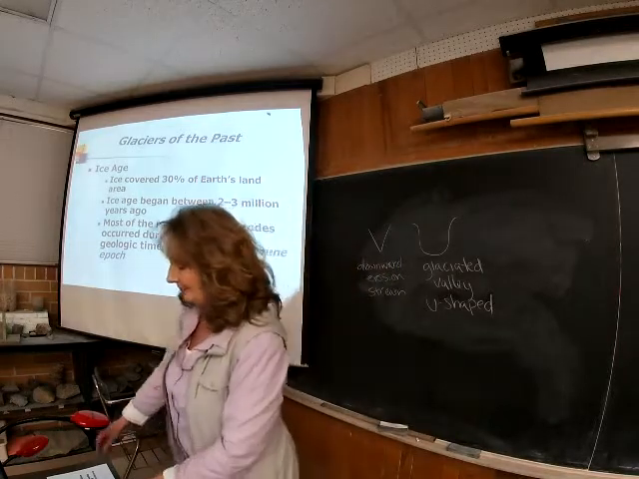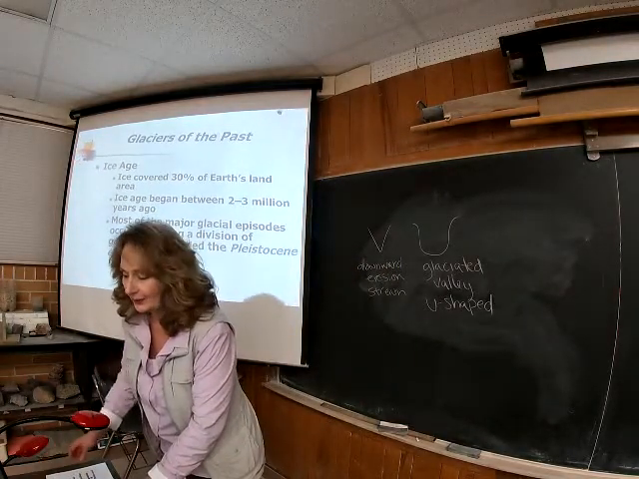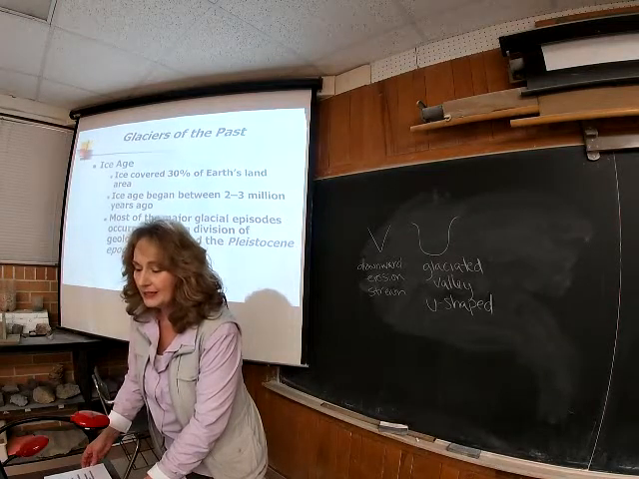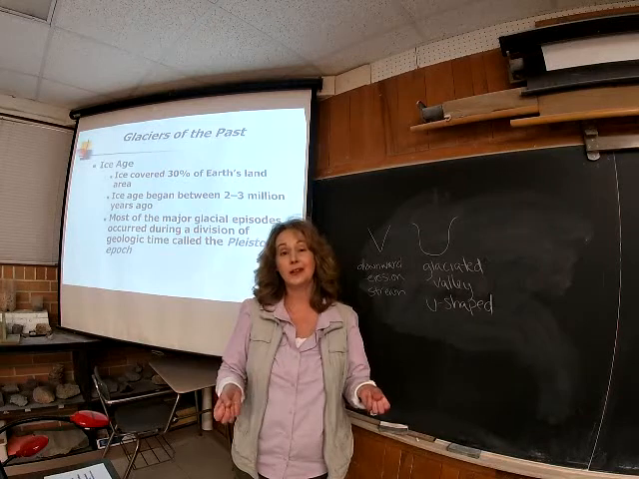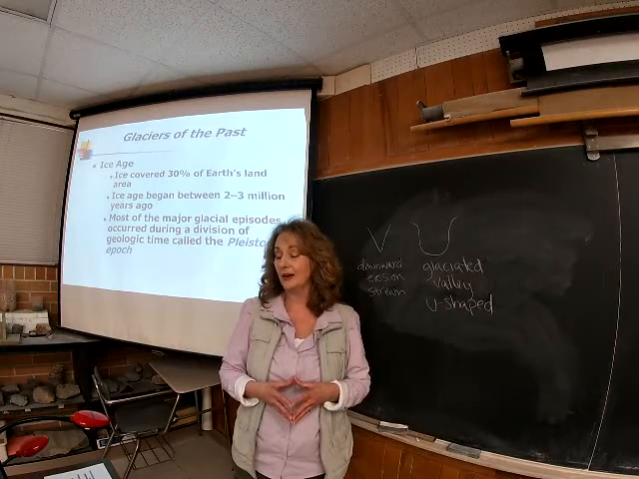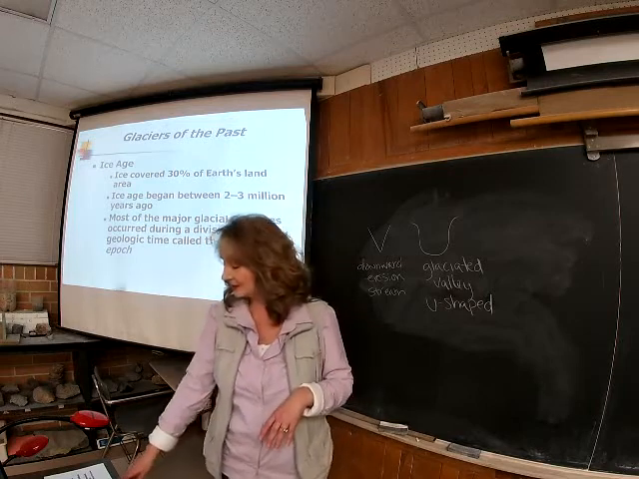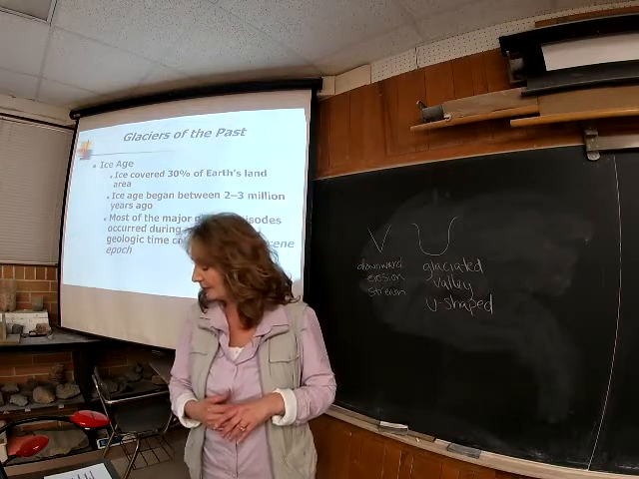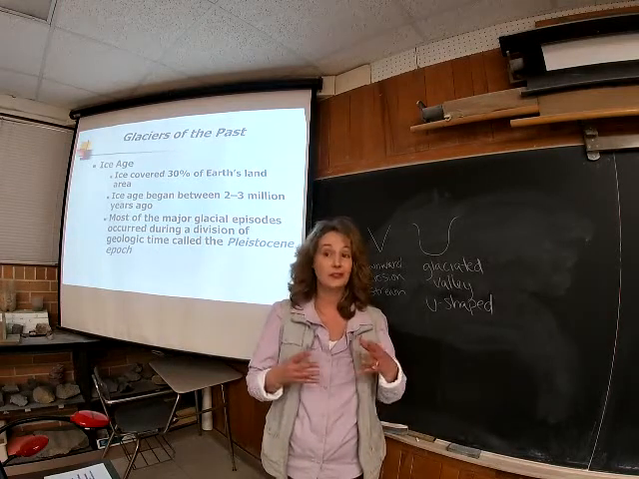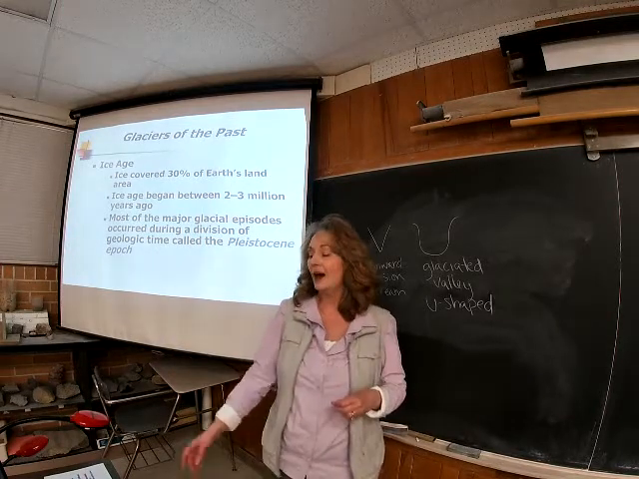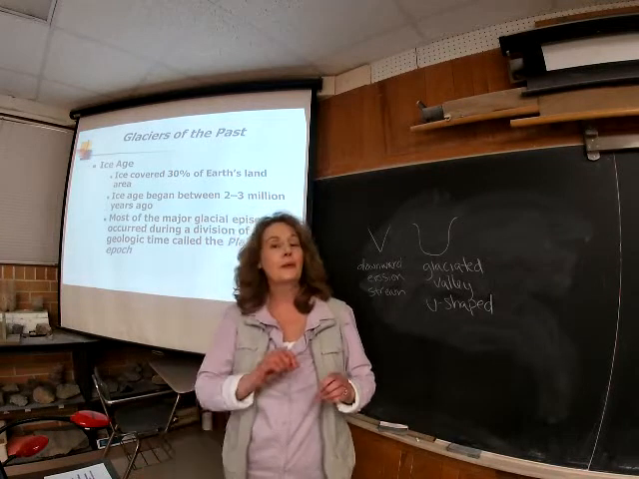So glaciers of the past, and kind of our most recent ice age that we've had, where ice actually covered 30% of the land area. It began, like I mentioned, 2 to 3 million years ago. Most of the major glacial episodes occurred during that division of time. This is the geologic time scale that we call the Pleistocene epoch. So maybe write that down.